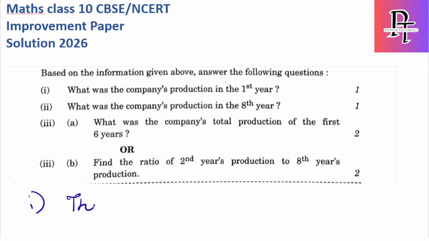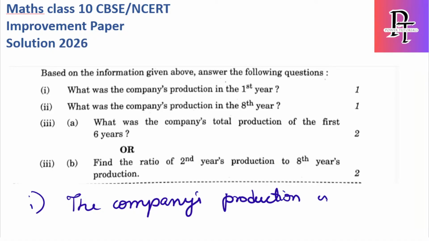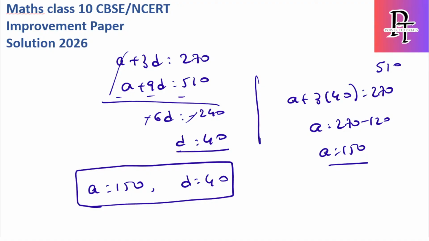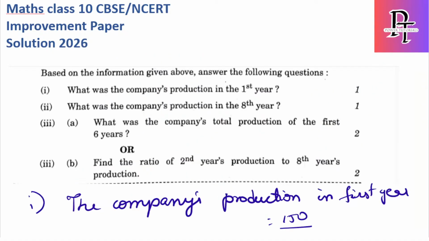Companies, the production in first year is equal to 150. Because while solving this itself, first we have solved this part, then we are going with the questions. Okay, so they will definitely check this part and they will give answer.